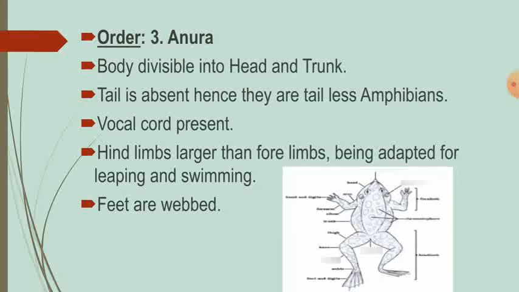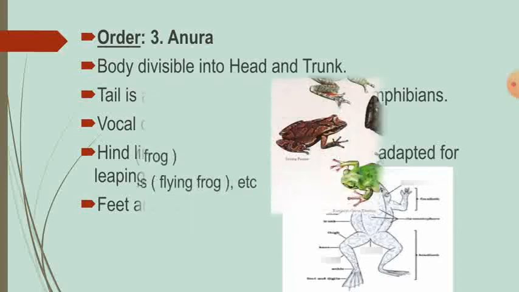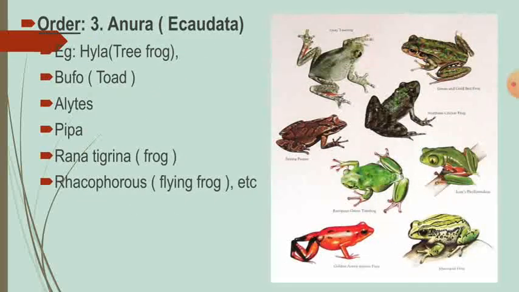So here the examples are Rana, Hyla, Bufo, Alytes, Pipa, Rana tigrina, Rhacophorus. You can see the image. Here is the presence of a frog. Frog, tree frog, toad, flying frog. These are the examples which come under Anura.